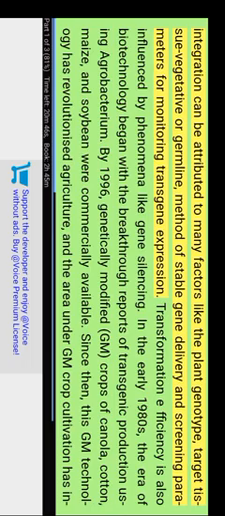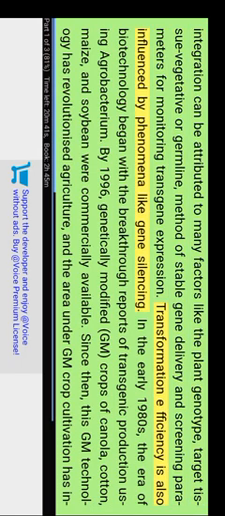Integration can be attributed to many factors like the plant genotype, target tissue, vegetative or germline, method of stable gene delivery, and screening parameters for monitoring transgene expression. Transformation efficiency is also influenced by phenomena like gene silencing.